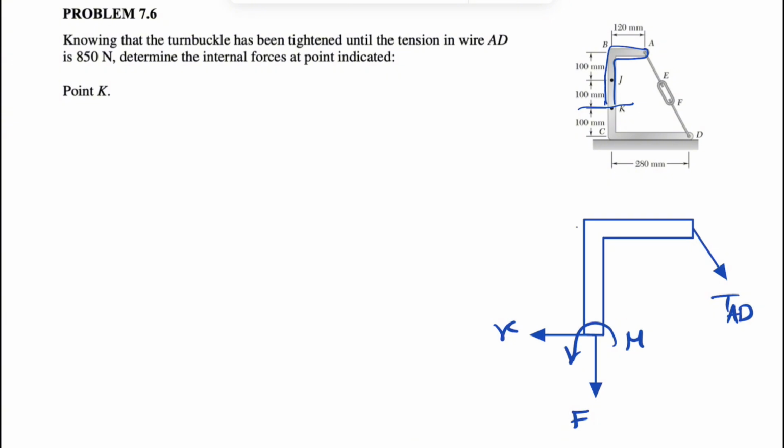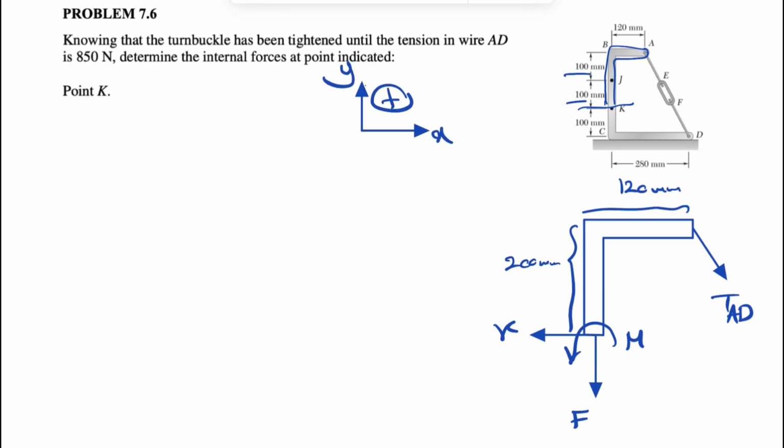We know this part, so from here to here we have 100 millimeter plus 100 millimeter, or 200 millimeter. The other length in here would be 120 millimeter. And if we want to find the angle that TAD makes with our horizontal, let's call our x and y in here. In order to find the x and y components, we need this angle right here, call it alpha.